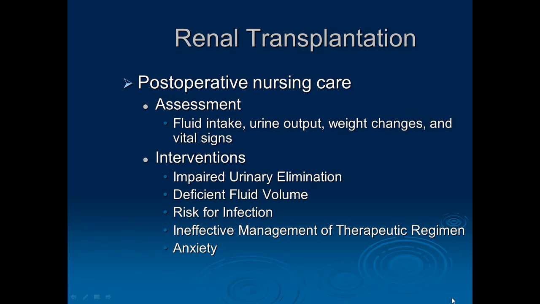For post-renal transplant, though, your nursing interventions are geared toward impaired urinary elimination, deficit fluid volume, risk for infection, and ineffective management of therapeutic regimen and anxiety. So with the impaired urinary elimination, they'll have a catheter for a week, so you want to monitor intake and output, and you should see increasing urine output, a normal blood pressure, decreasing BUN and creatinine, and a stable weight. Typically, we will monitor urine output every hour times 48 hours immediately after a transplant.